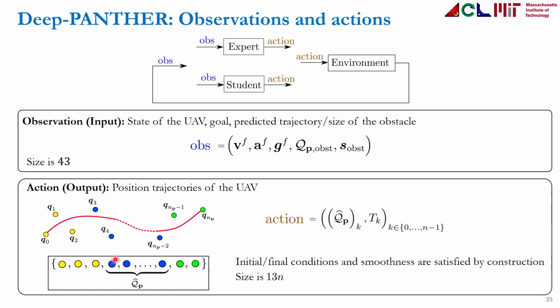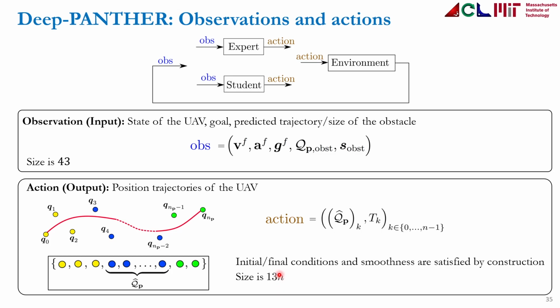So that means that the action will be as follows. It will consist of the intermediate control points, these ones, and then the total time of the trajectory. And then the idea is that we want to plan more than one trajectory, and that's why we have this n over here. So by choosing this action, the initial and final conditions will be automatically satisfied, and then the smoothness will also be satisfied by construction due to the fact that we are using the control points. And then this leads to an action whose size is 13 times n, where n is the number of trajectories that we generate.